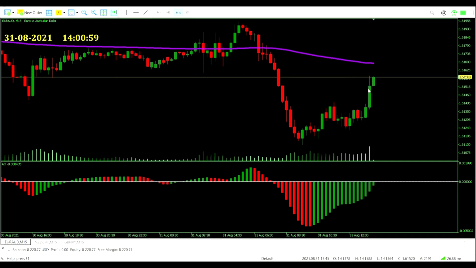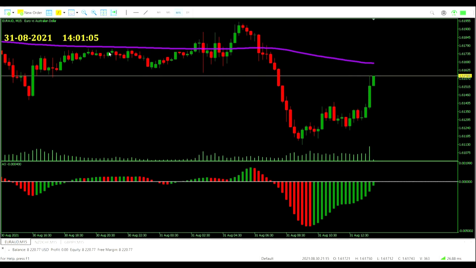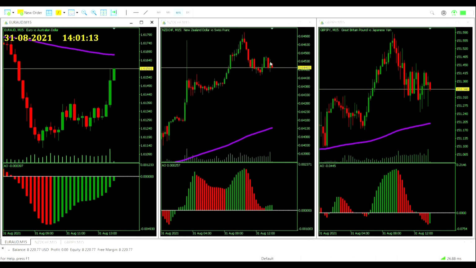Price has pushed a lot the last 30 minutes or so after this range here. Came up a little bit in this wedge pattern and then did break above it. Meanwhile, New Zealand dollar Swiss franc, very rangy there, not much in the last couple hours at all, and it continues to just float around above. Even if it floats to the downside on the awesome oscillator, a long way away from that average still.